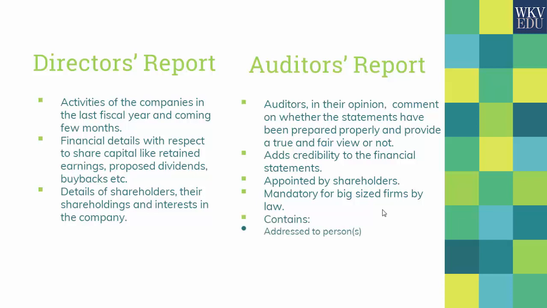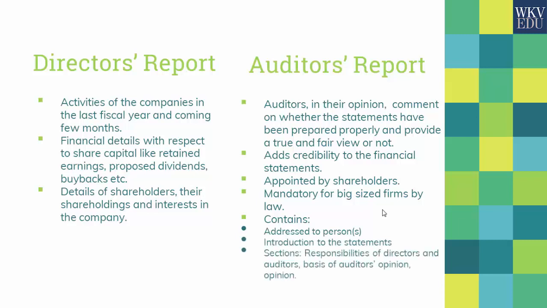Generally, the auditor's report contains the person or the people it is addressed to, an introduction to the financial statements, sections such as responsibilities of directors and auditors, basis of auditor's opinion, and finally the opinion. And lastly, it will have the signature of the auditor and the date of the report. Right?